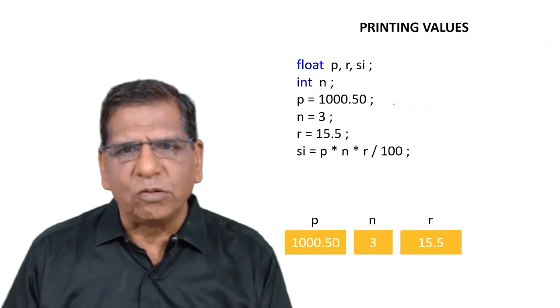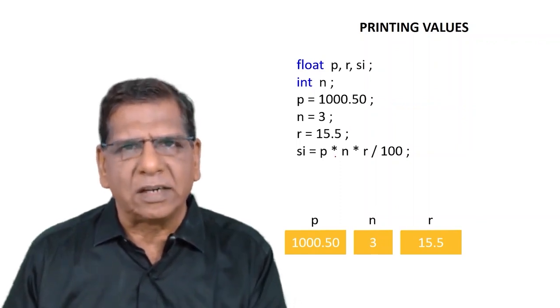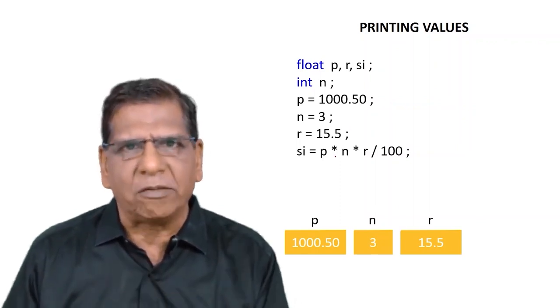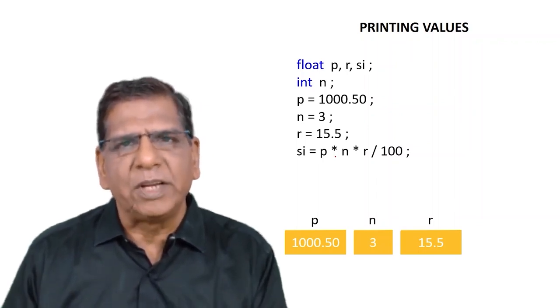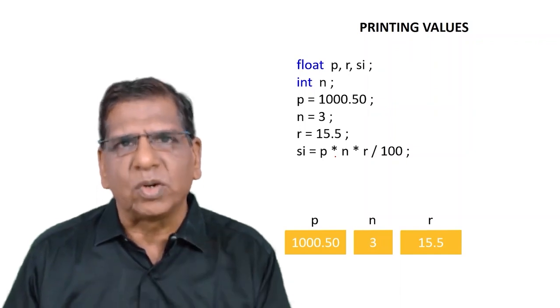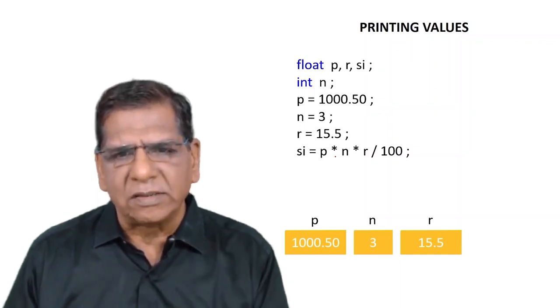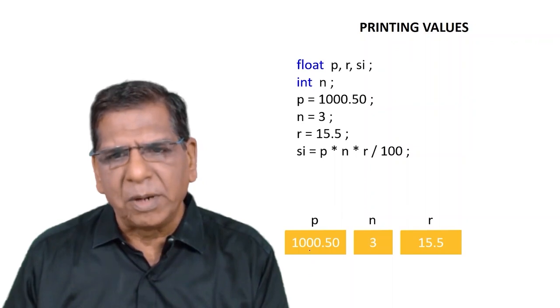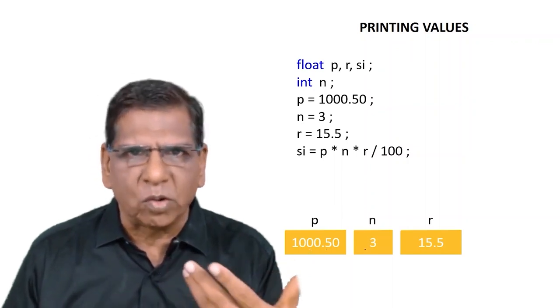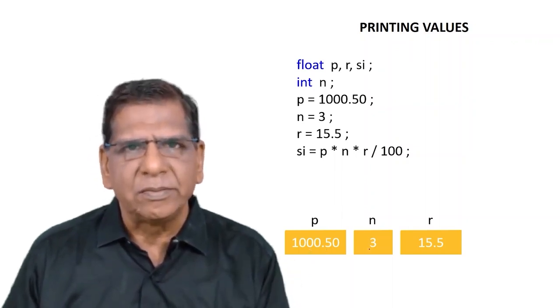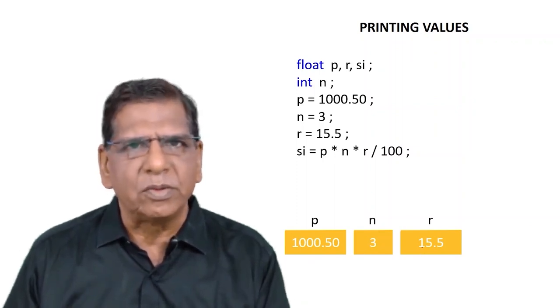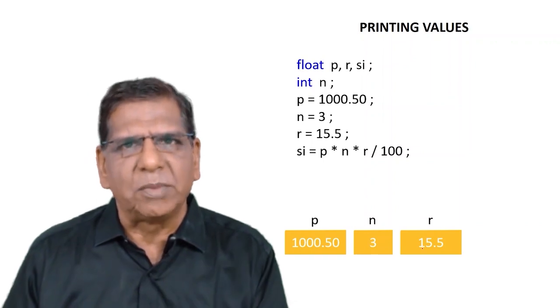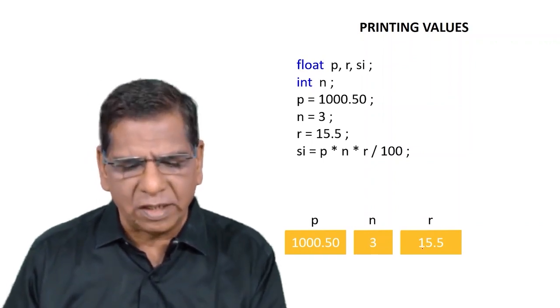So when I say SI equal to P into N into R slash 100, realize that we are not multiplying alphabets P, N and R. The moment we use the variable name P, the value that is stored under that location, in our case 1000.5, will be multiplied with the value that is stored under location name N, that is 3, and the result would then be subsequently multiplied with 15.5. Whatever result you get out of these multiplications, that is finally divided by 100.